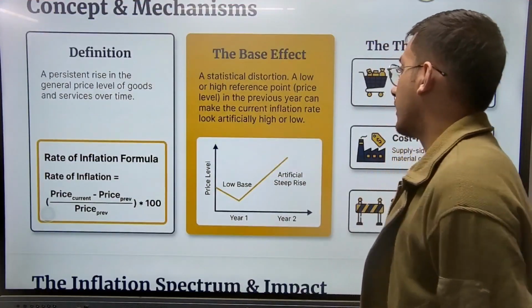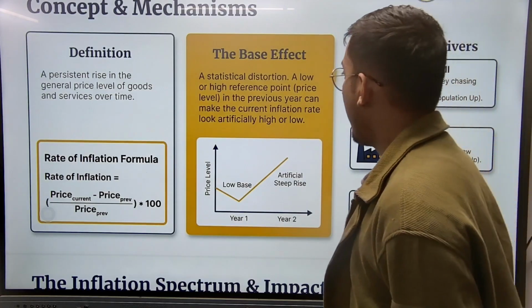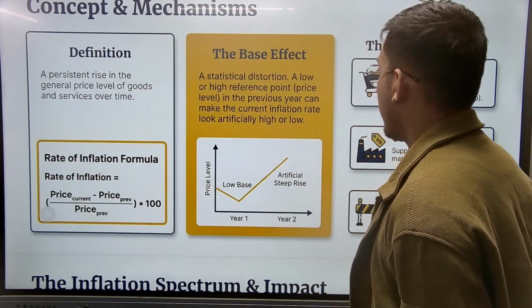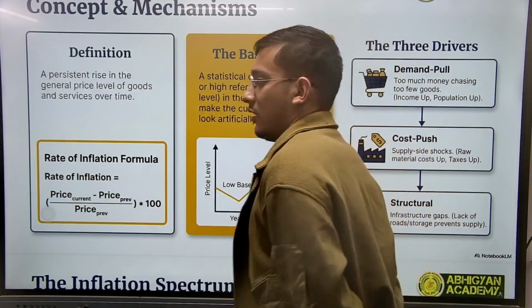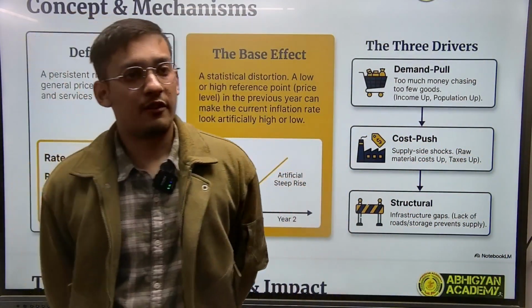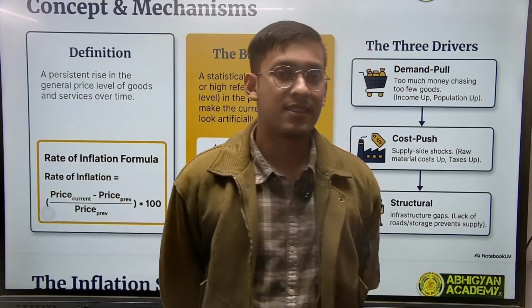Now we come on to the base effect. So what is the base effect? It is a statistical distortion. A low or high reference point in the previous year can make the current inflation rate look artificially high or low. Now we will see the causes of inflation. Basically, we have three causes. They are demand pull, cost push, and structural.